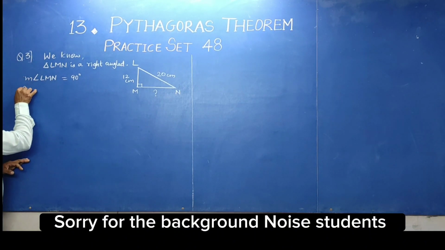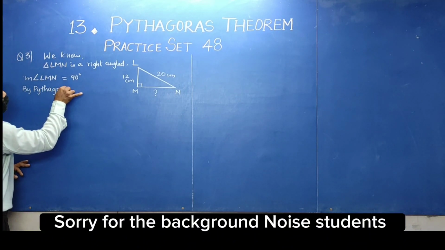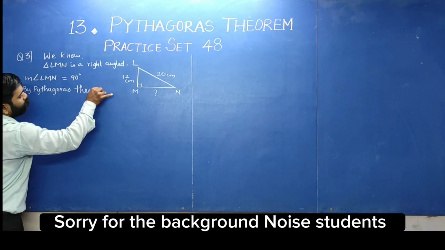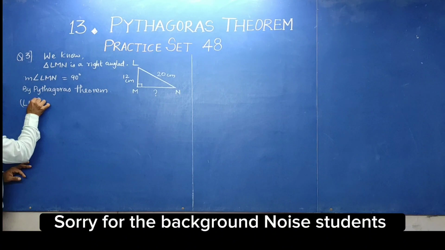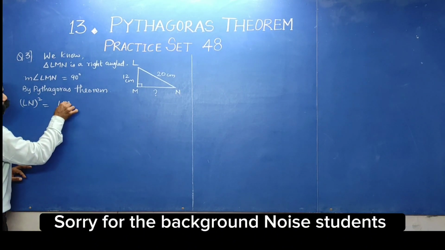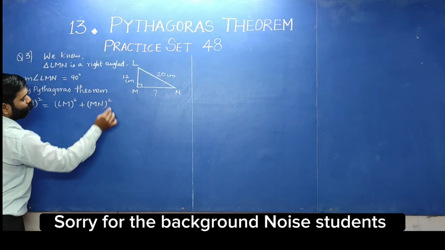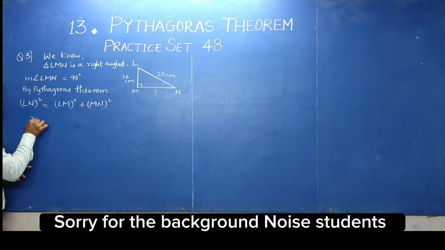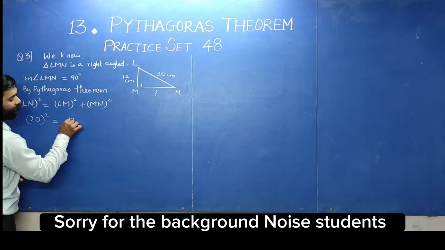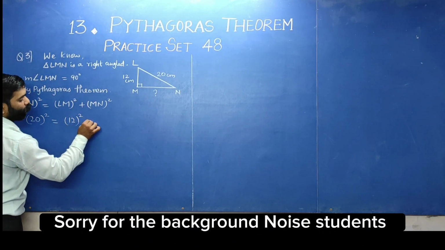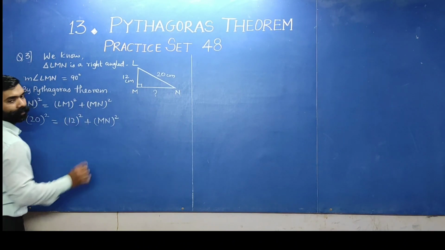So by Pythagoras theorem, what we will get? LN square is equal to LM square plus MN square. Okay, we will put the values. LN is 20, so we will get 20 square. LM is given as 12 centimeter, so we will write 12 square, plus MN we don't know, so we will write as it is.